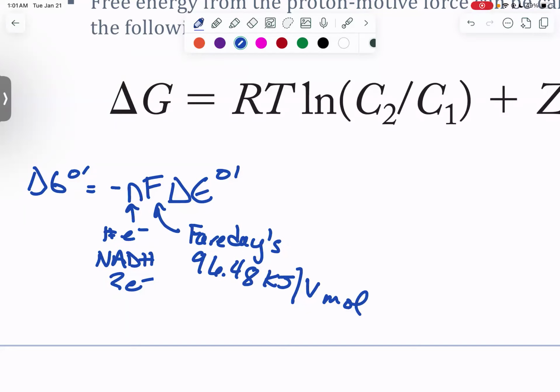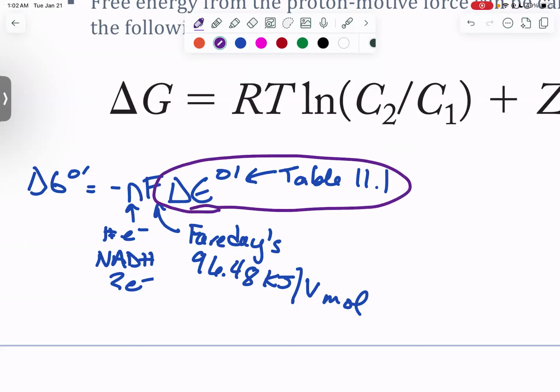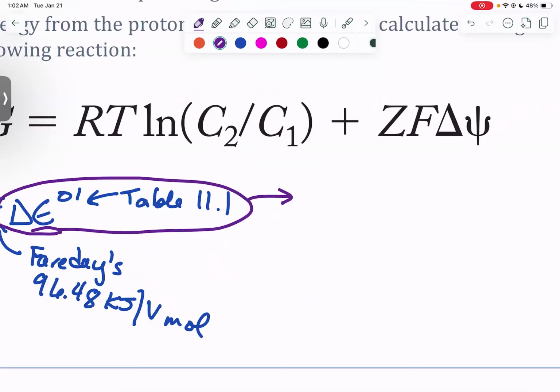And then our delta E naught prime comes from our table in the book. I think it's the very first table in chapter 11, so it should be table 11.1. How do we calculate this? We know that it comes from the difference between the acceptor and the donor. We're always going to say the acceptor, not prime, minus the donor. Let's compare our initial electron carrier and our final electron acceptor.